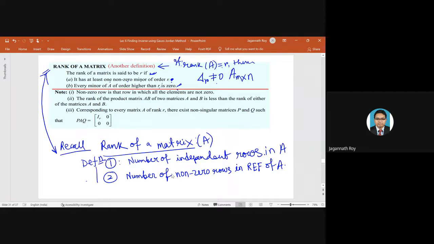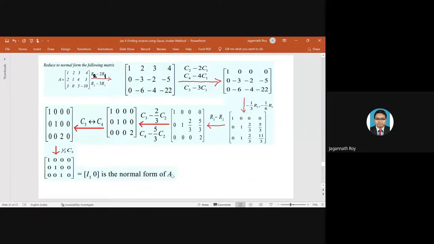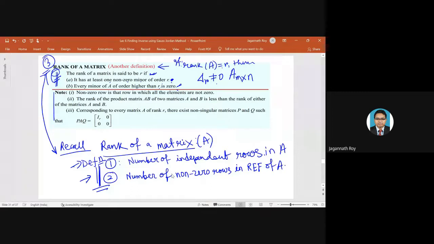Anyway, if you have understood these two definitions, then you are sufficient. These are extra, somewhere they are useful. But if I ask you to define the rank of a matrix, you can define either this one or this one. Now you have another definition, so you can call it number 3. In the next class, we will see how to find the normal forms of a matrix.